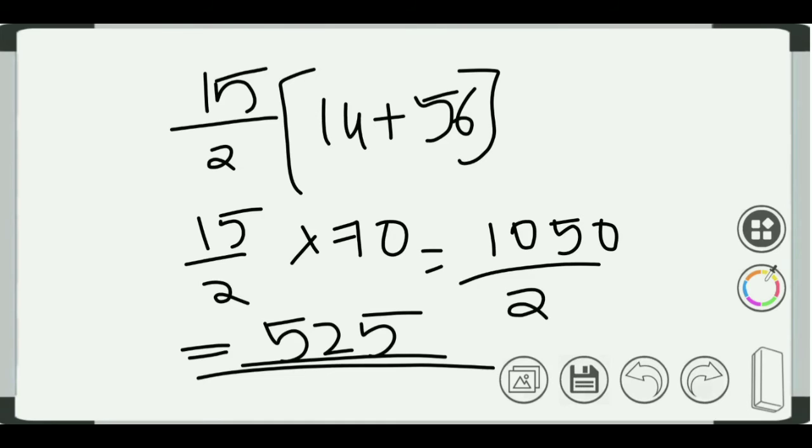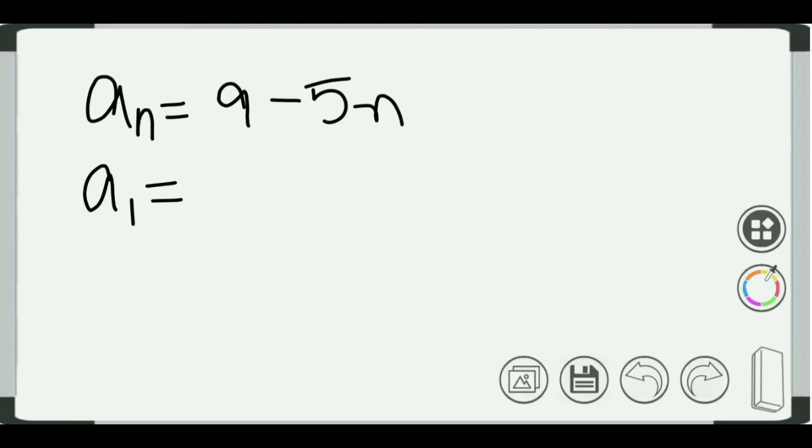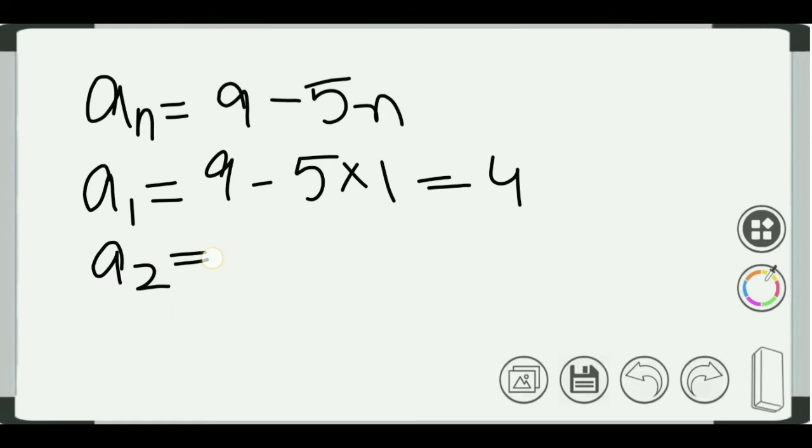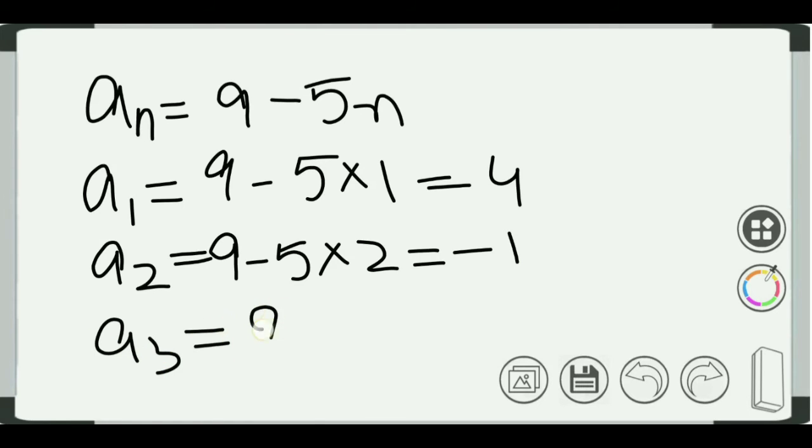Same way you can do the second sub question. In that they have given an is equal to 9 minus 5n. So you can find a1, a2, a3. For a1 put n is equal to 1 and 9 minus 5 into 1 equal to 4. For a2 put n is equal to 2. 9 minus 5 into 2, that is 9 minus 10, is equal to minus 1. For a3, n is equal to 3. 9 minus 5 into 3, that is 9 minus 15, minus 6.